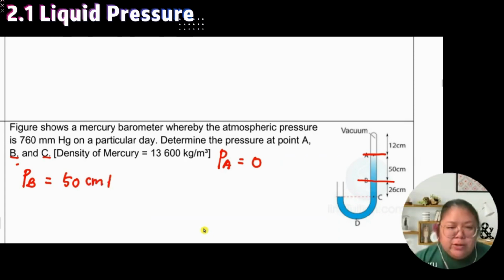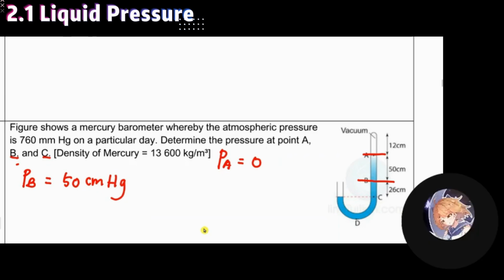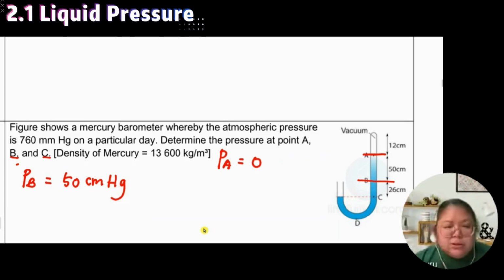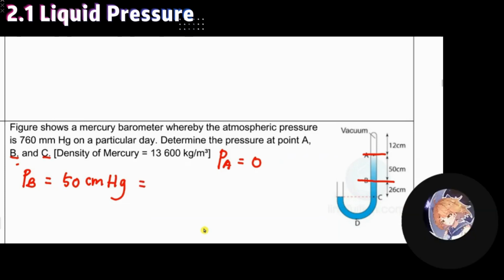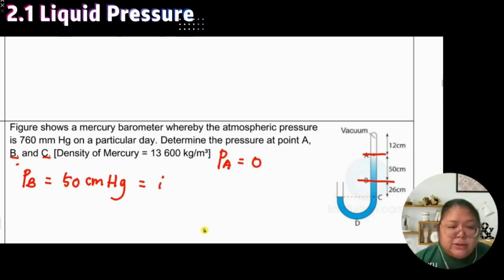so you can write this, or you can convert to Pascal, also can. The question says determine the pressure. It doesn't specify. Pressure is pressure, this is pressure in cm. Or if you want to show the calculation, it should be 66708 Pascal. Okay, that is the pressure.